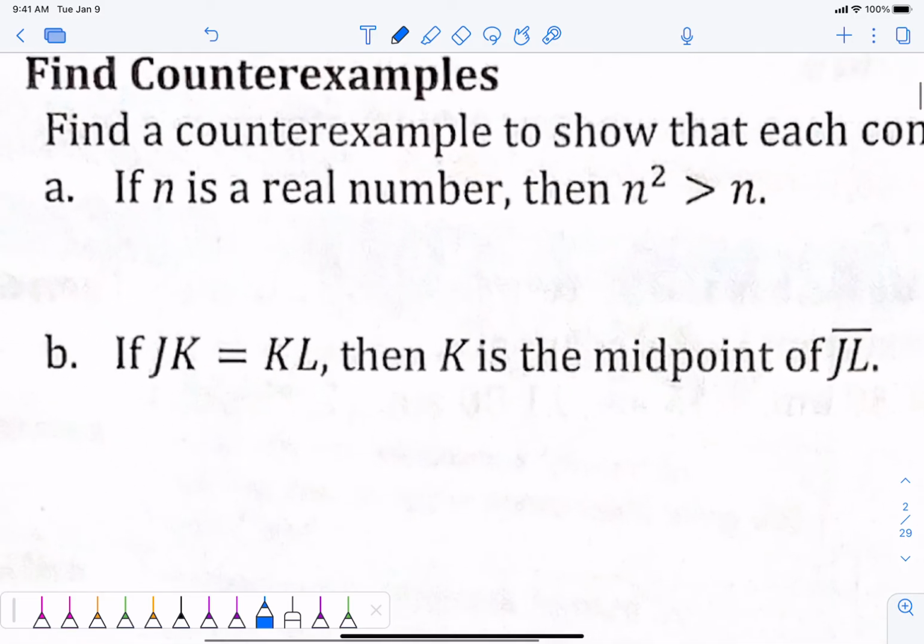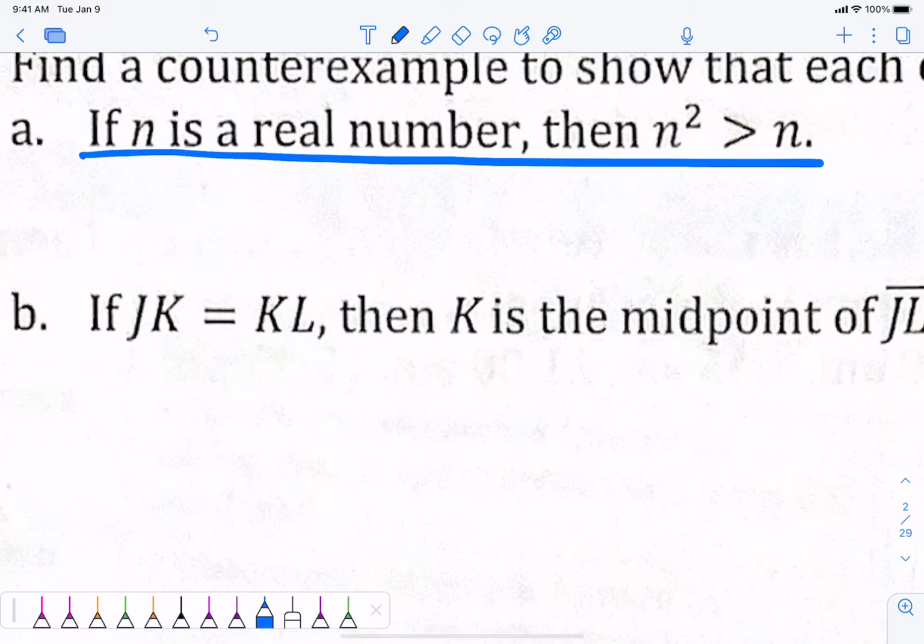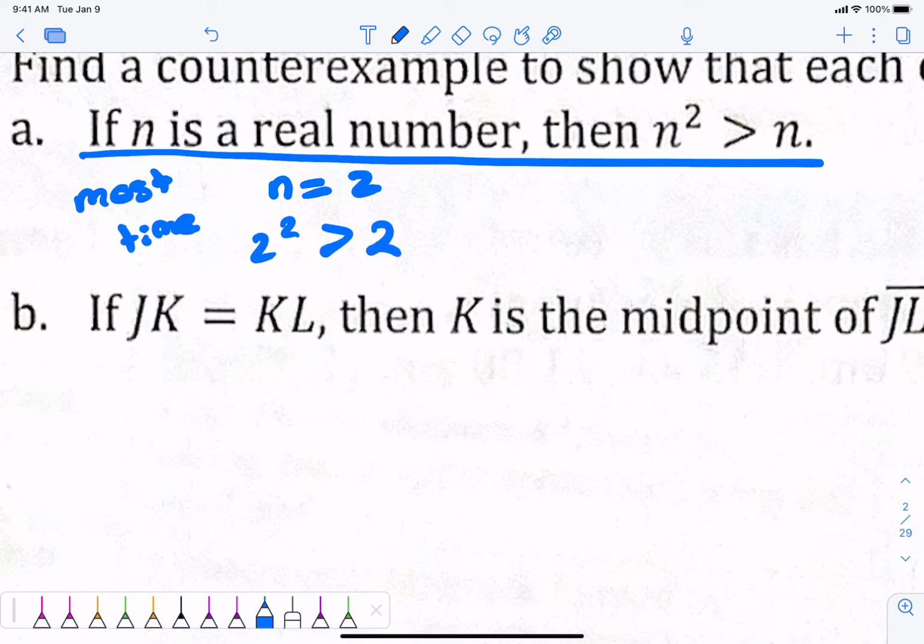Part A says, if n is a real number, write this down. If n is a real number, then n squared is greater than n. That's the first thing that we're going to make a counterexample of. If n is any number that you can think of, then n squared is greater than n. And most of the time that's true, right? Like if n equals 2, then 2 squared is greater than 2, right? That's true most of the time, okay?